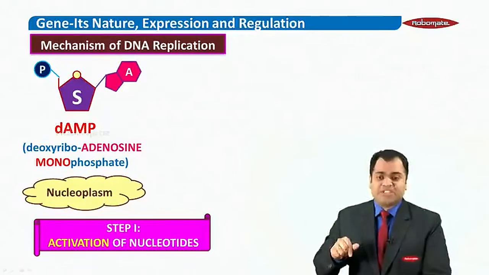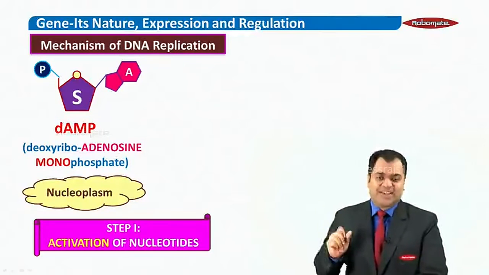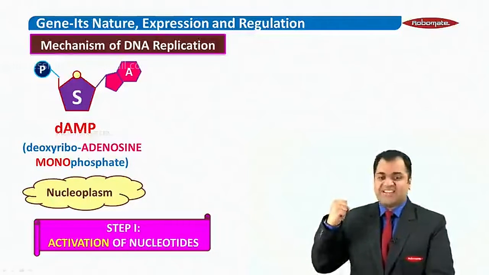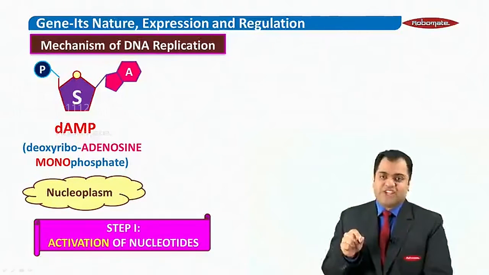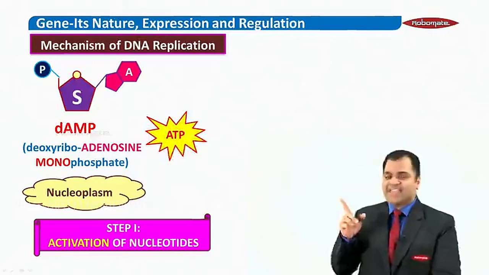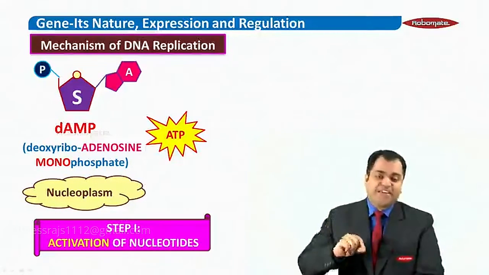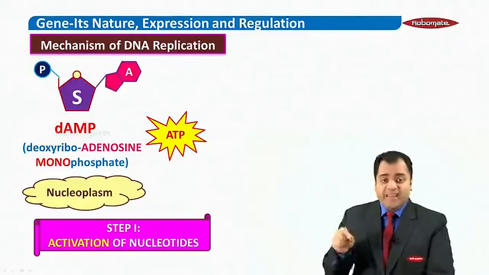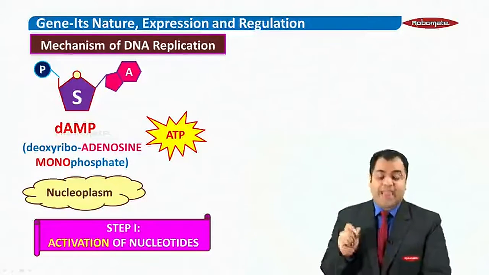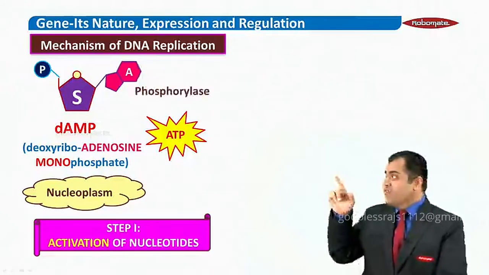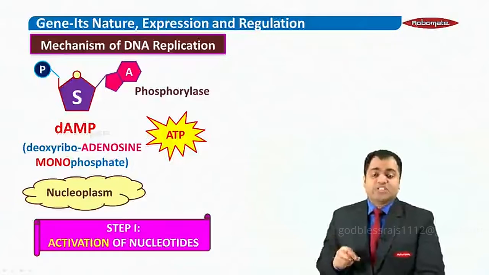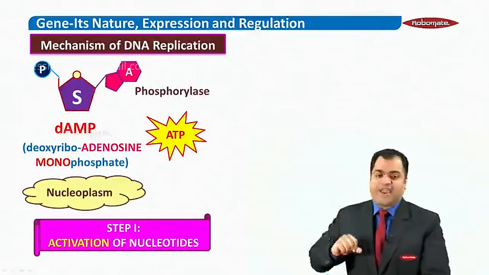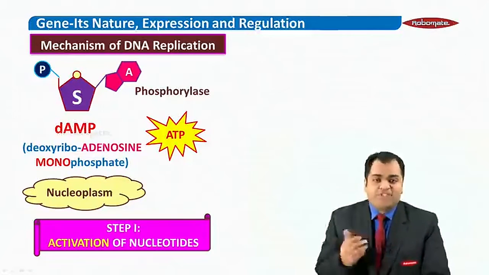Now my step here is to activate these nucleotides. Remember, to activate anything you require energy. And we also know that the energy for a living cell is going to be ATP. So even for activating nucleotides, we require an ATP molecule. Now to complete the reaction, we require an enzyme, and the enzyme that plays a role here is called phosphorylase enzyme. So for activation, we require two things: one is ATP, the other is phosphorylase. Now what happens during activation?